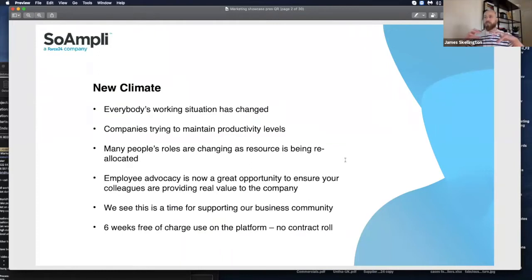So to set the scene, we all know what the COVID period has been like, as well as the modern times of social media. I won't take you through this step-by-step, you can read it yourselves, but today what we're going to be looking at is what is social advocacy, how are people currently engaging with social media, how a business is currently using it, and also take you through what we see the future as being and how you can utilize tools such as SoAmpli to reach out. And also the biggest thing that businesses aren't using right now, which is the networks of their employees to reach and broadcast.